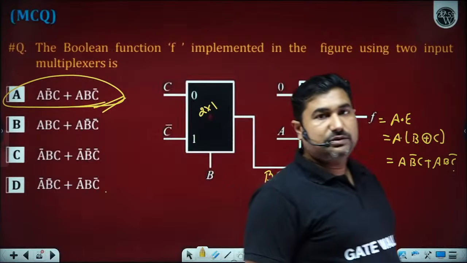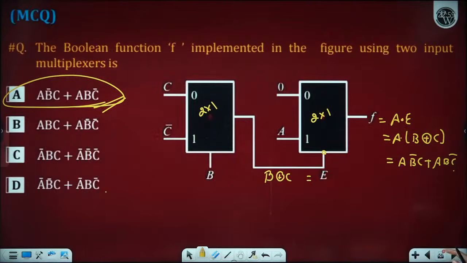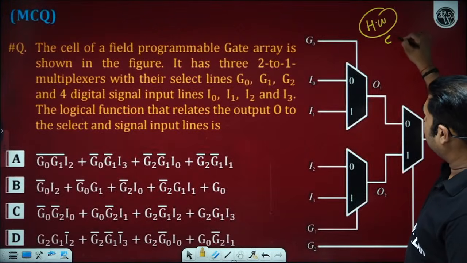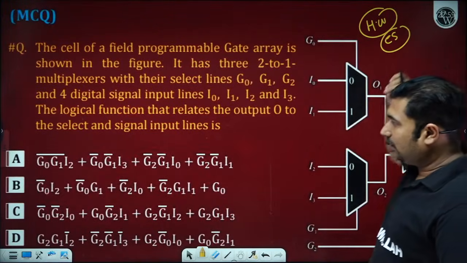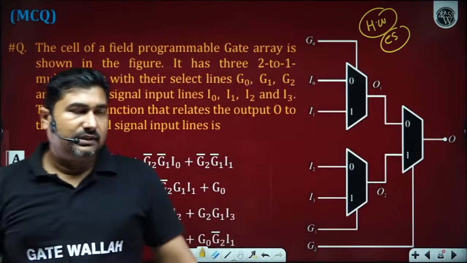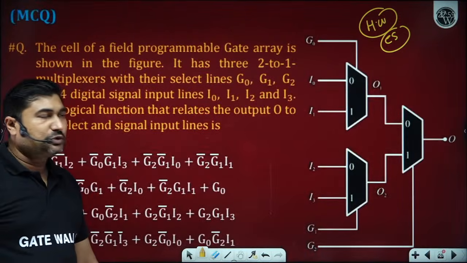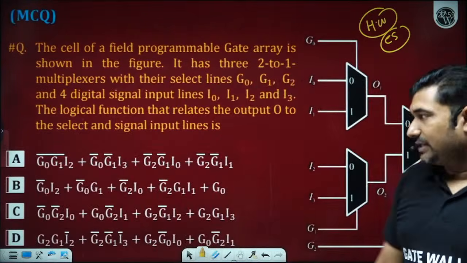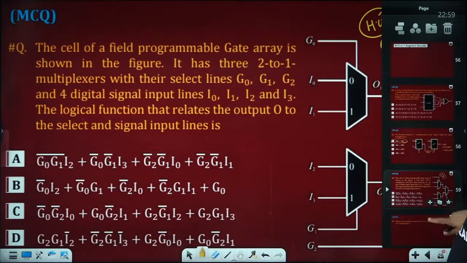Hoping all of you can solve such kind of question. I am giving one question to you as homework. This question is from the CS branch, and all of you can easily solve it. In the same way you have to approach. All are 2 cross 1 multiplexers.